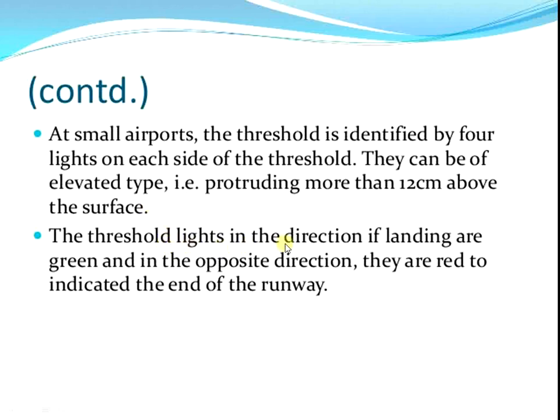The threshold lights in the direction of landing are green, and in the opposite direction they are red to indicate the end of the runway. That is, for the threshold lights we use green light in the direction of landing, and in the opposite direction we use red light to give the pilot the indication that this is the end of the runway. The threshold lighting is very helpful for the pilot.